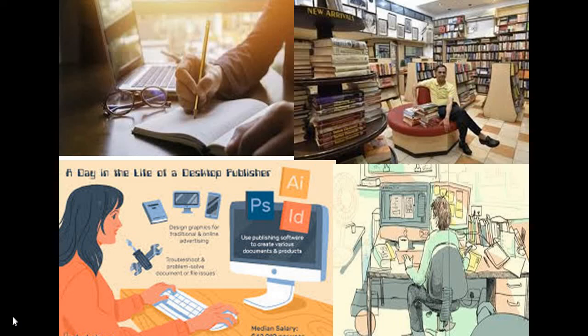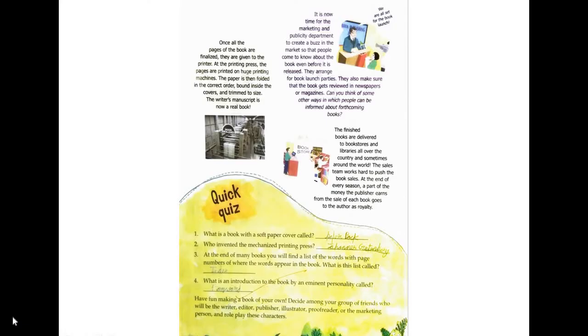The designer is designing the pages and the covers on the system, and then once the pages of the book are finalized, they are given to the printer. Now if everything is finalized, it will be given to the printer. At the printing press, the pages are printed on huge printing machines. I have already shown you the printing machines. There the pages are being printed.